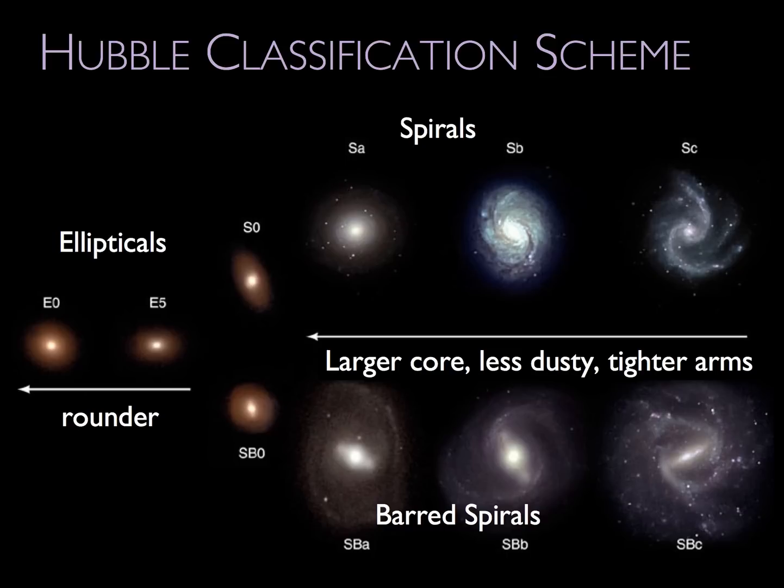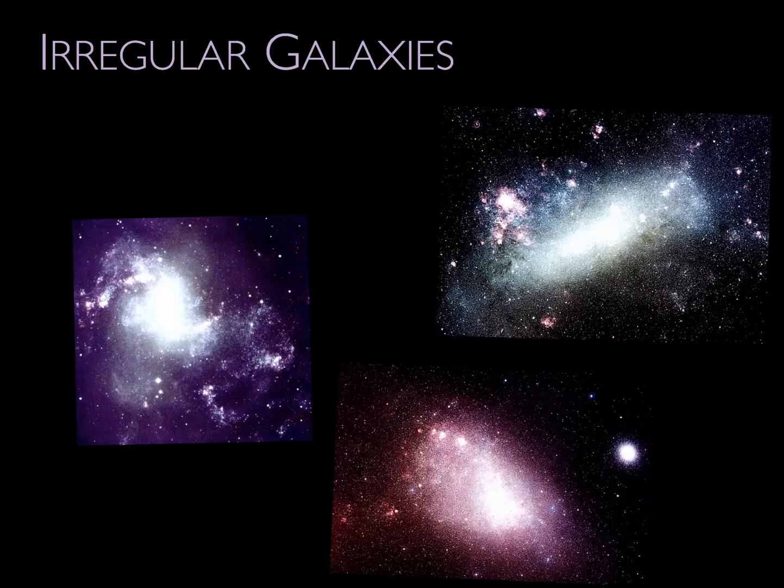On the left are ellipticals. The E is for elliptical and the number is a measure of how elongated the galaxy is. E0 galaxies are more basketball-shaped and E7 galaxies are more cigar-shaped. If a galaxy doesn't seem to have any definite morphology, it is categorized as an irregular galaxy.